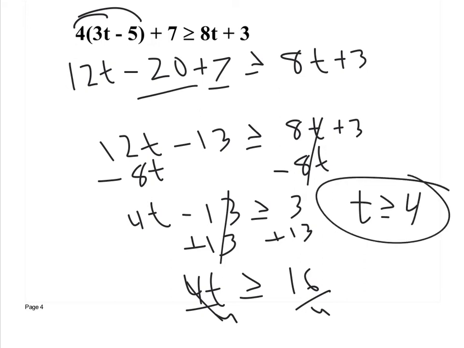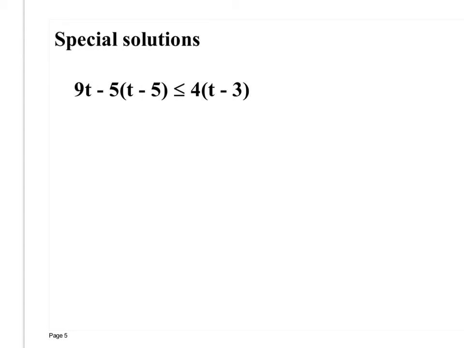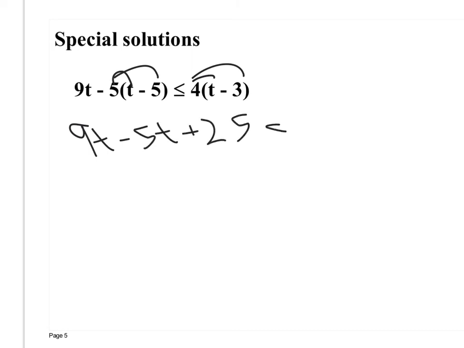And that's my answer. Now, the reason this says special solutions is there's a couple different things that we haven't talked about that might occur with these problems. They're not going to tell you, hey, this is one of the special ones. It's just going to be a part of the regular problems, and then you need to know what to do if this happens. But in this case, you don't know it's special, so we just treat it like we would. We distribute everything. We want to simplify everything on each side as much as possible first. So here we've got 9t minus 5t plus 25, which is less than or equal to 4t minus 12.